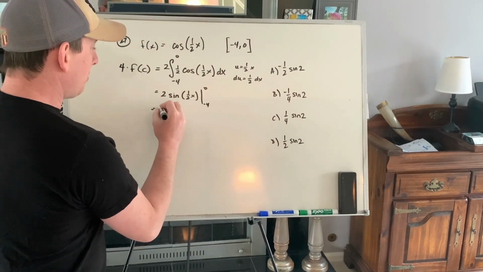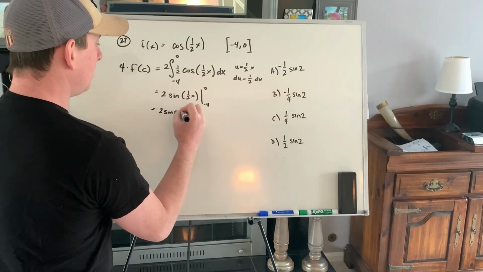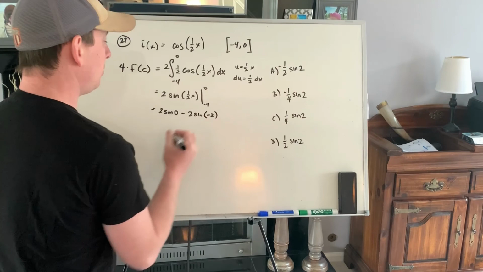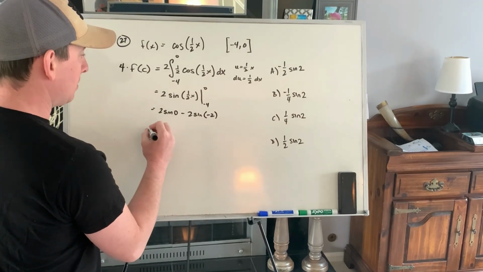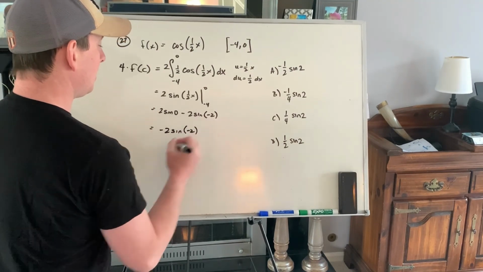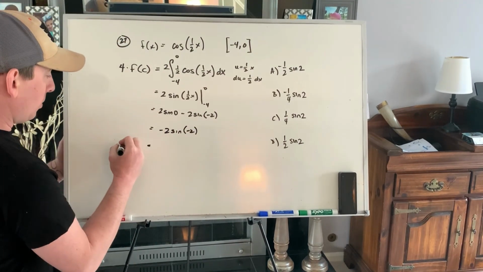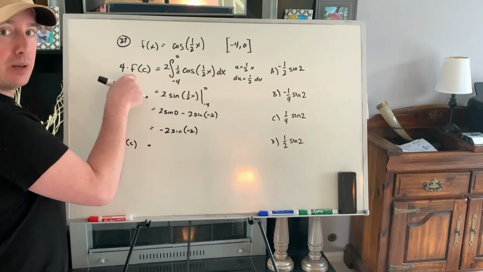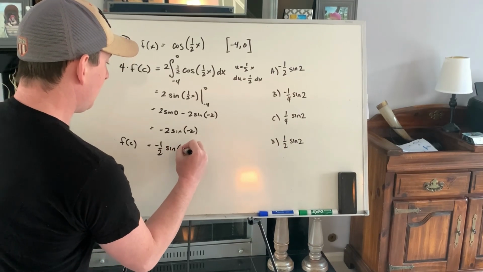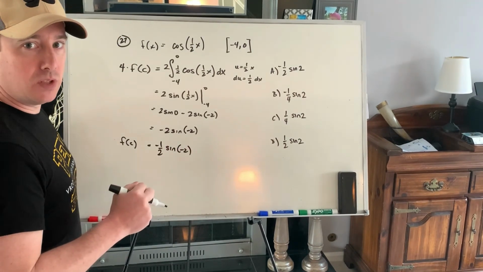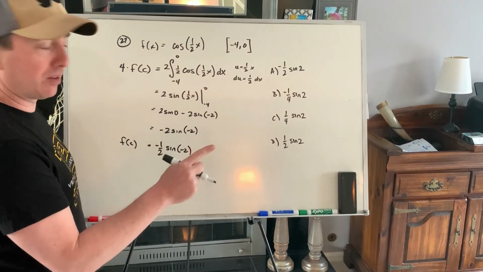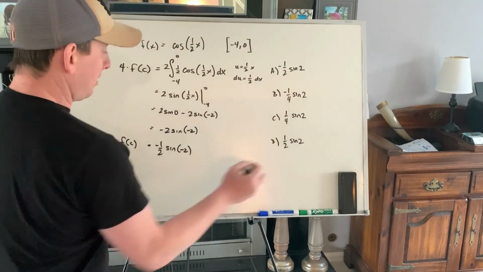Now if I plug in 0, I'm going to get 2 times the sine of 0 minus 2 times the sine of -2. The sine of 0 is 0, so I just have -2 the sine of -2. Don't forget the goal is to solve for f of c in the end, so divide by 4, and that's how we get -1/2 the sine of -2. And this is how I know most of you didn't do it, because I don't know how many of you remember these rules from pre-calculus. The problem here is this answer is not here.